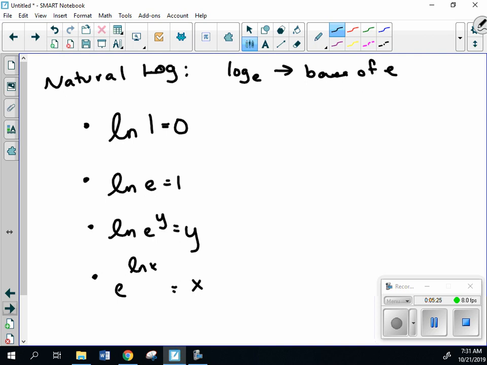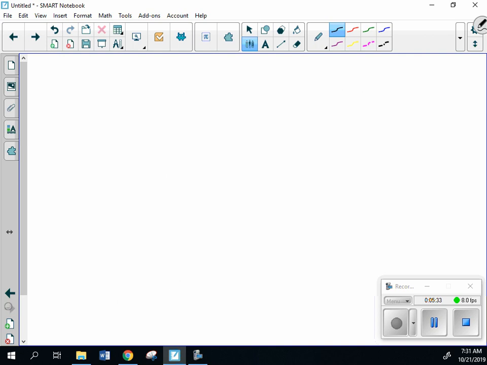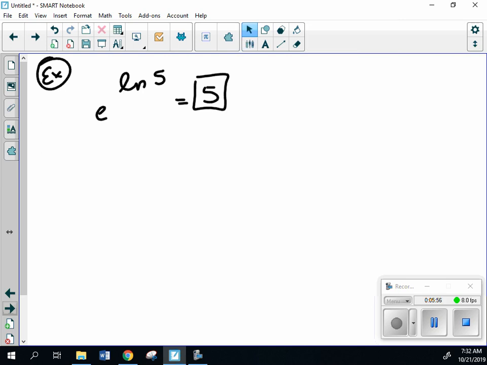So you'll be asked to have some of this information and simplify it a little bit quicker. So for instance, you might be given, evaluate this if you have e to the natural log of 5. Well, using those key features that I just talked about, e to the power of ln cancels out and you're left with the answer of 5. So there are times when you'll be using those shortcuts in order to evaluate logarithms a little bit quickly.